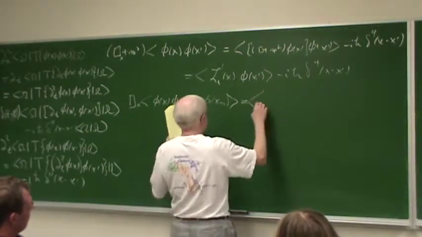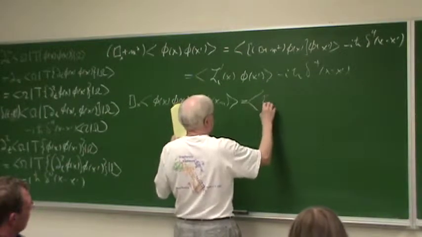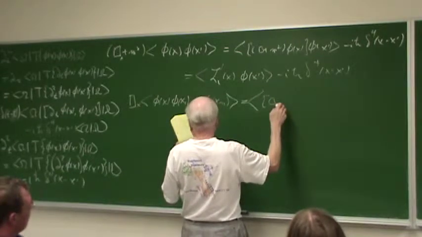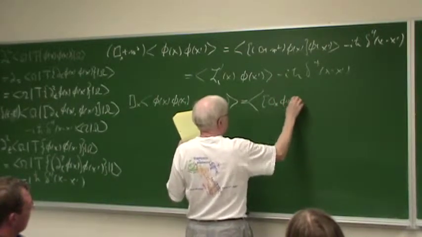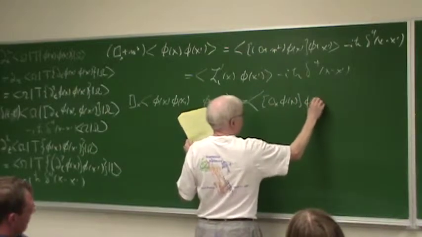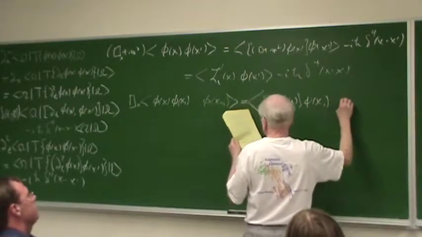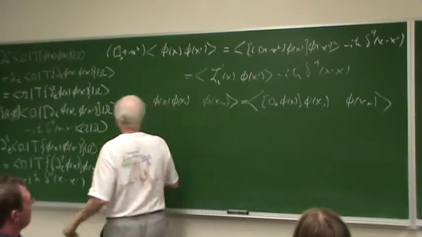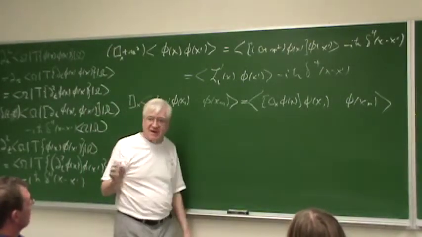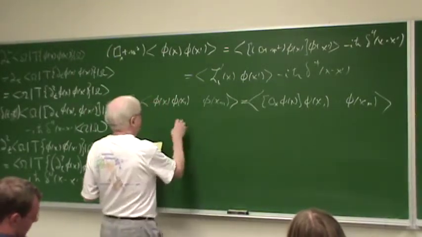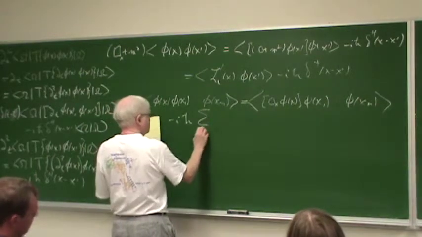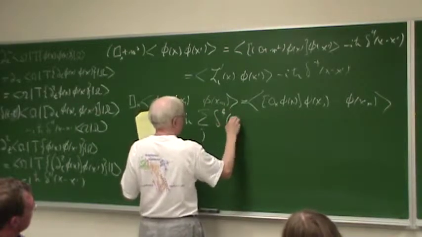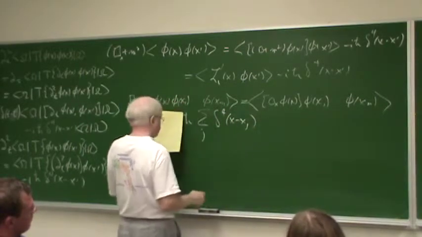is the time-ordered product of box x on phi of x, phi x1, ... phi xn. So this is the case where you just say, oh, the hell with it, just move it through and don't worry about the theta functions. And then you get minus i h bar, a sum on j, delta 4 of x minus xj.